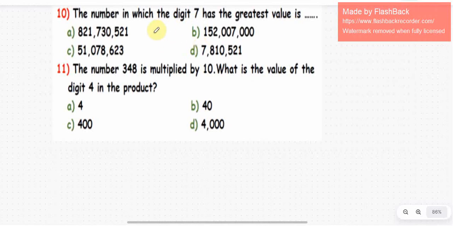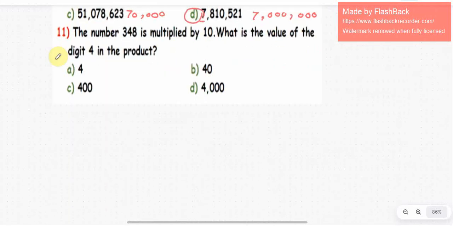Number 10. The number in which the digit 7 has the greatest value. Okay, let's find the value of each one. Here, number 7 is 700,000. And here, the value of 7 is 7,000. And here, 7 million and 6 zeros. And here, 7,000. Okay, so which one has the greatest value? Of course, 7 million.